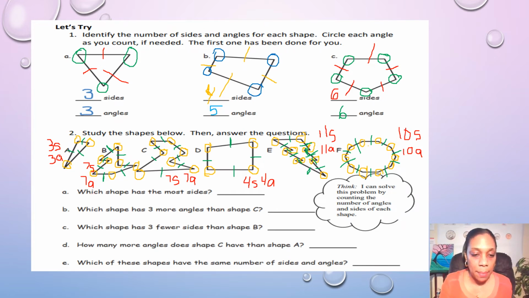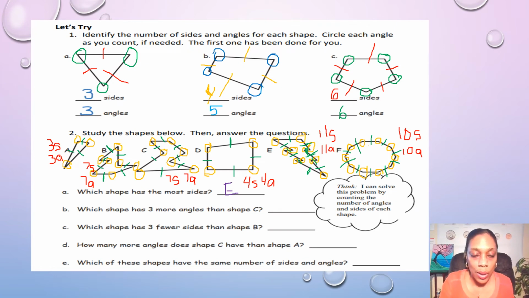So let me grab my pen. I'm going to use a color I haven't used. Let's use purple. Okay, so it says, which shape has the most sides? Well, it would have to be E. It's E because E has 11 sides and 11 angles.